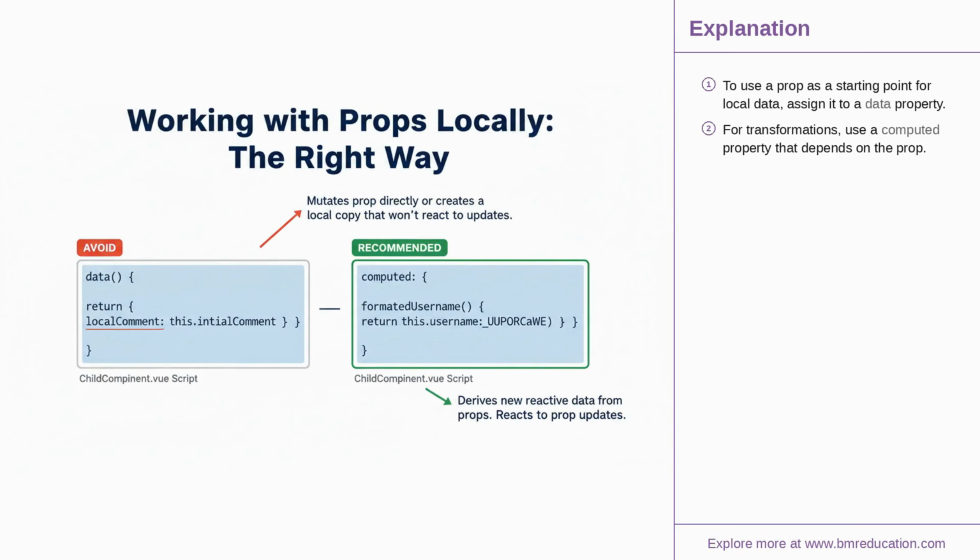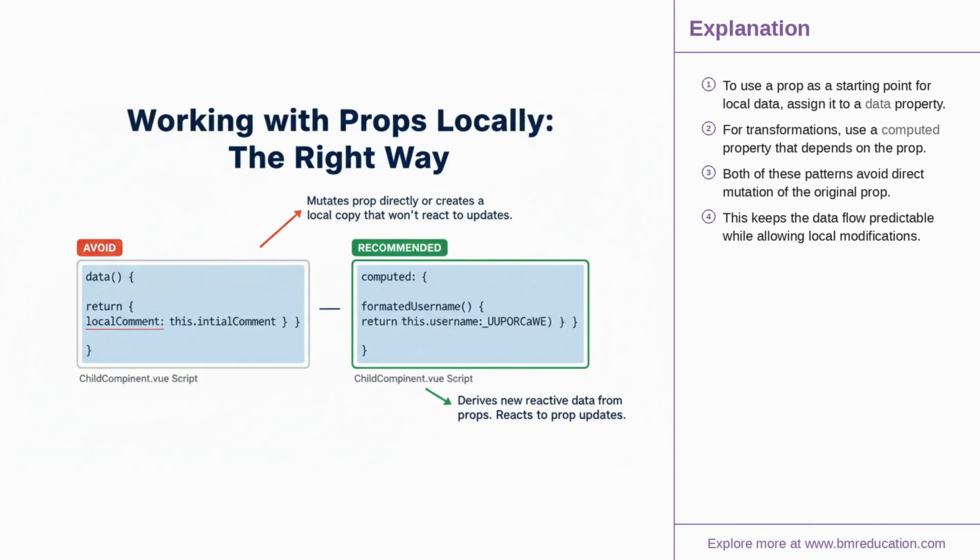But what if the child needs to work with the prop's value, for example, to format it or use it as an initial value for local data? Instead of mutating the prop, the correct pattern is to define a local data property that uses the prop as its initial value, or, even better, use a computed property that depends on the prop. This respects the one-way data flow while giving the child the flexibility it needs.